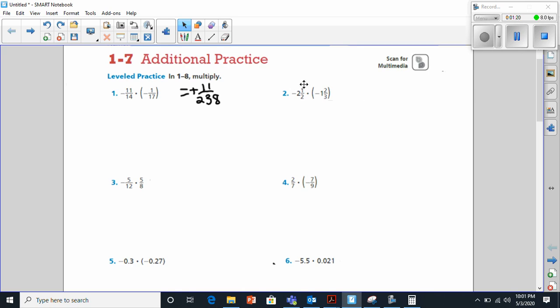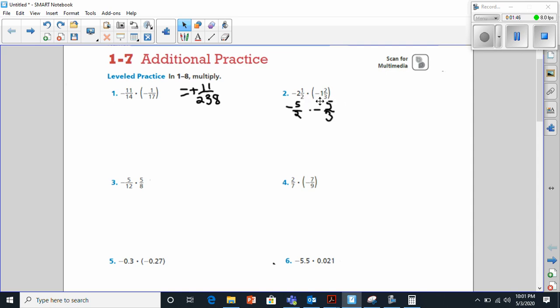Next, we have negative 2 and 1/2 times a negative 1 2/3. First, we have to turn these fractions into improper fractions. Well, when I do that, I realize I have 2 times 2, which is 4, plus 1 is 5. So this is negative 5 over 2. My second mixed number is 3 times 1, which is 3, plus 2, which is 5. So this is negative 5 over 3.